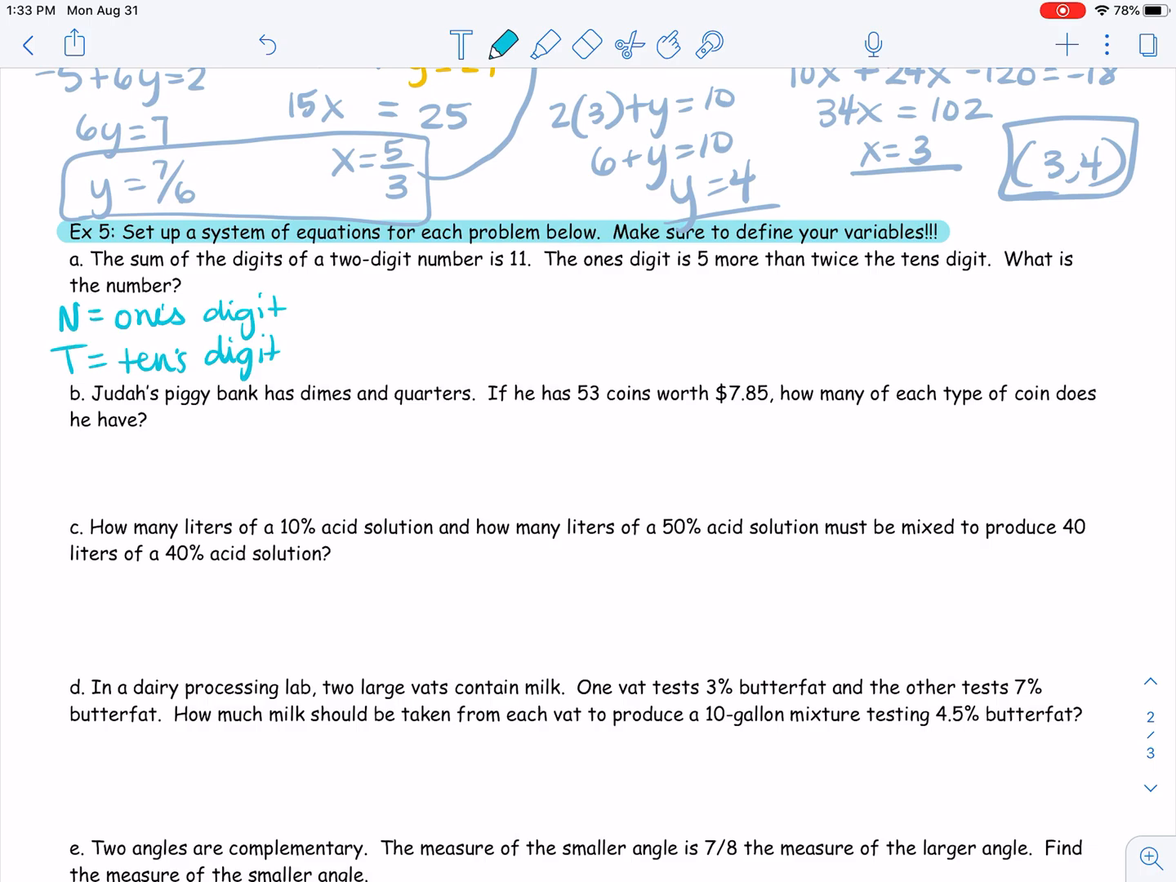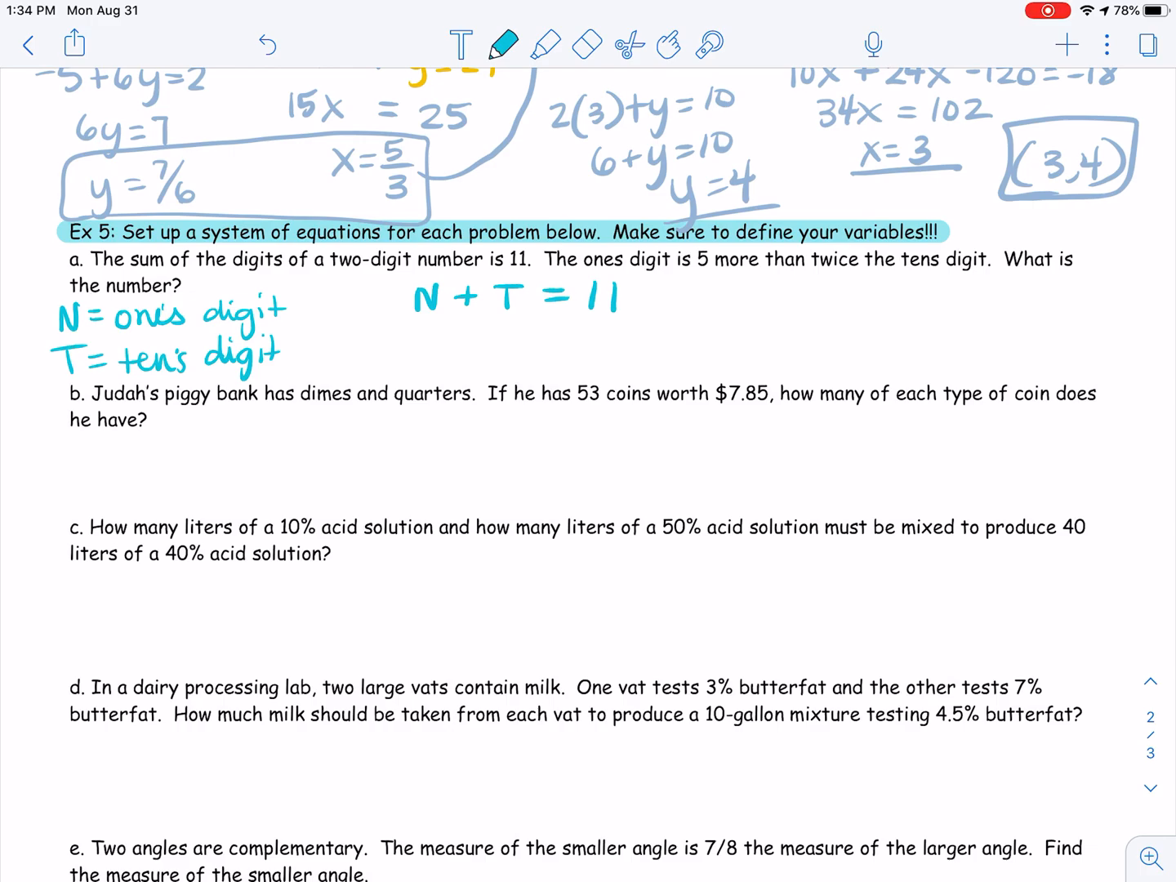Okay, so I'm defining my variables. I have n and t. So it says the sum of the digits of the 2-digit number is 11. So that means the ones digit plus the tens digit has to be 11. The sum, adding, of the 2 digits has to be 11. So that's our first equation.